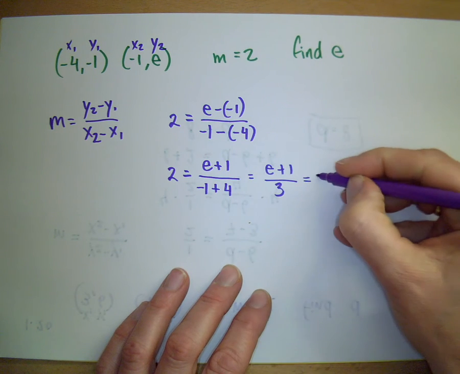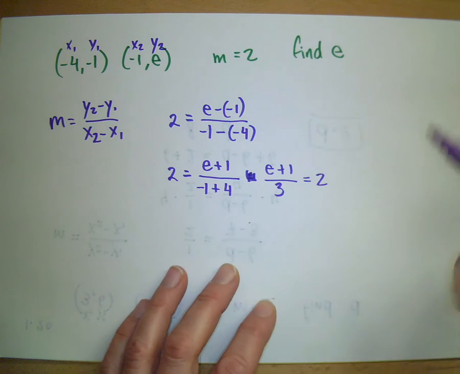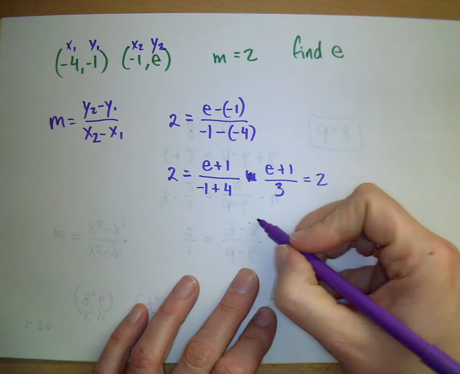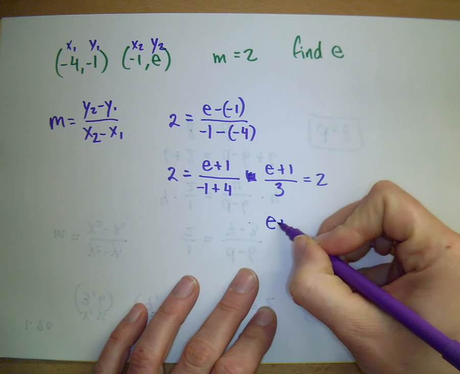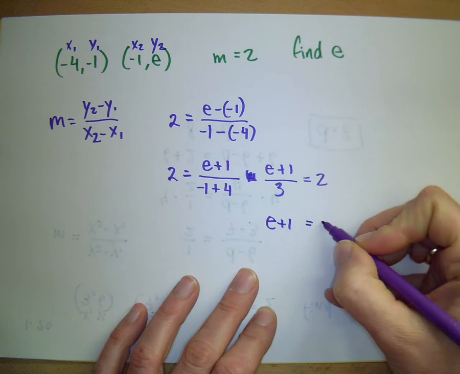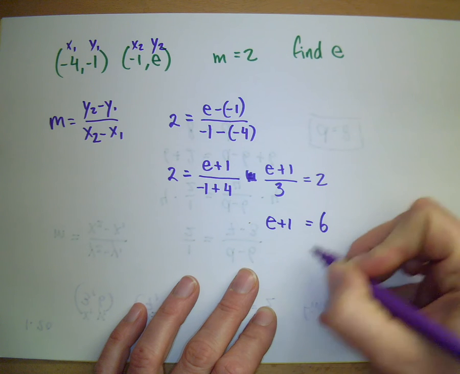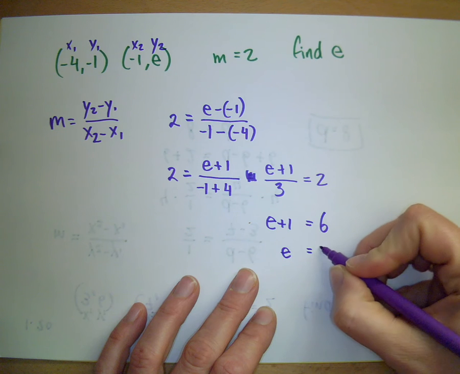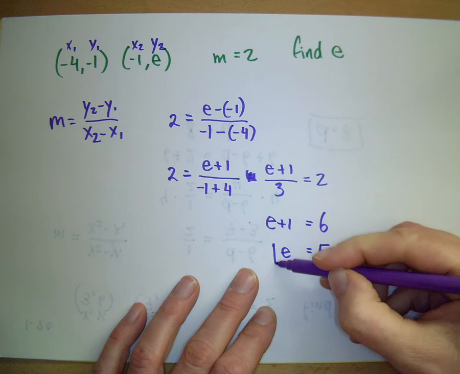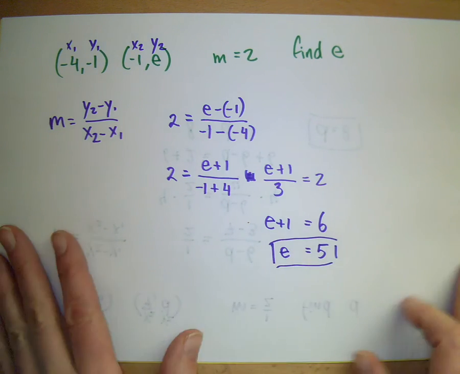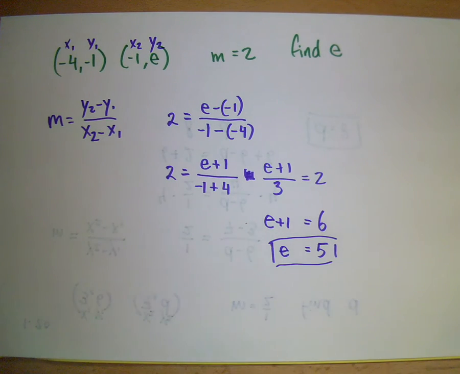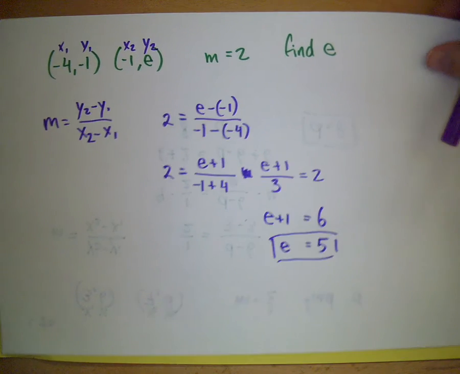Just write that 2 back here. Forget about this. I don't want to make it too complicated. Let's multiply both sides by 3 to get E plus 1 on this side, and 2 times 3 is 6 on that side. Subtract 1 from each side gives E equals 5, right? I didn't write out all the steps there. I'm going to trust that you know how to get there.